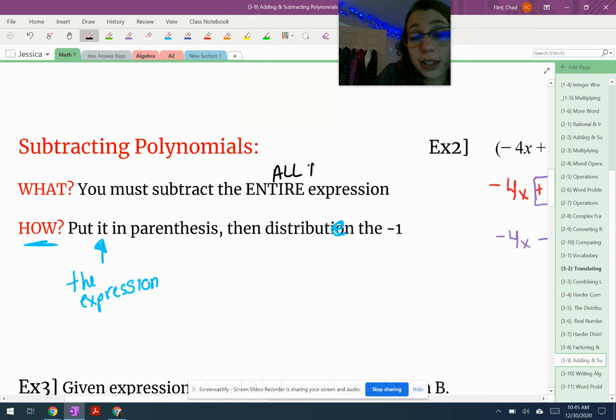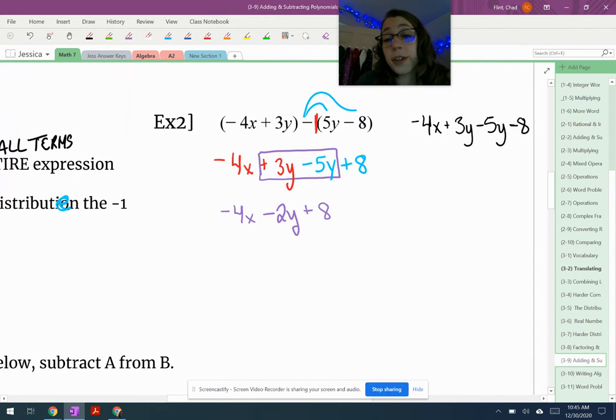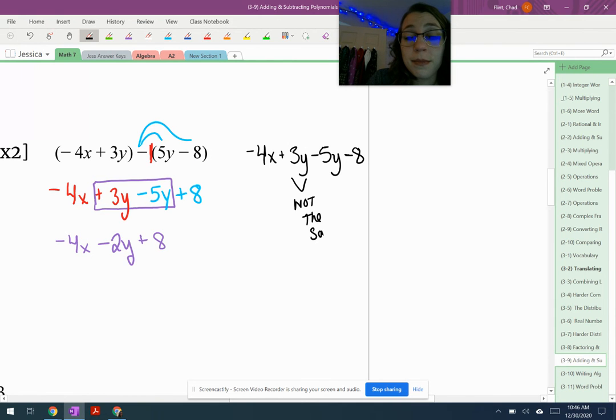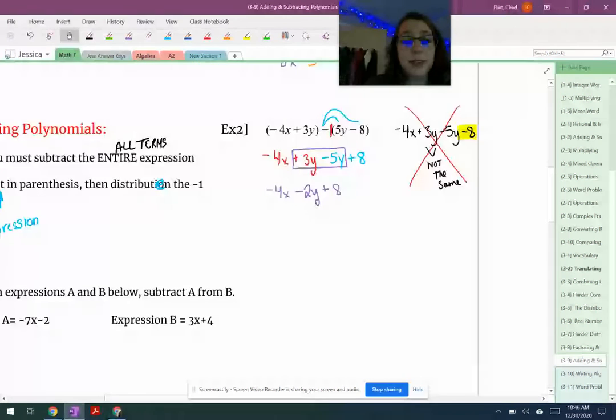All terms. In this case, both of them, because we have 2. But it could be 3, it could be 4, it could be however many. And that causes the 5y to be negative, and that causes the -8 to change to a positive. And here it's not. This is not the same. And we're just going to highlight that. Okay, now I'm going to move on.